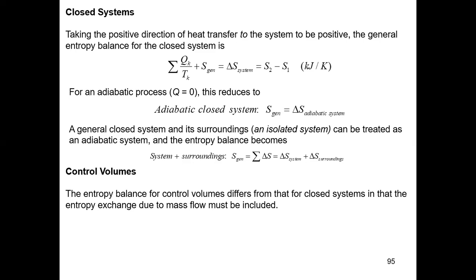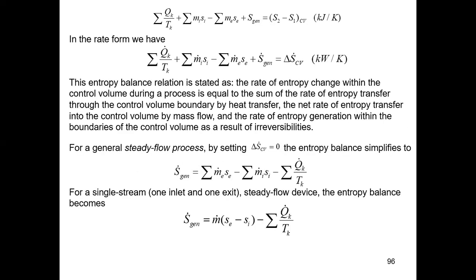A general closed system and its surrounding isolated system can be treated as an adiabatic system, and the entropy balance becomes: system plus surrounding S generated is equal to the sum of the change in entropy of the system and the change in entropy of the surrounding. The entropy balance for control volumes differs from that for closed systems in that entropy exchange due to the mass flow must be included.